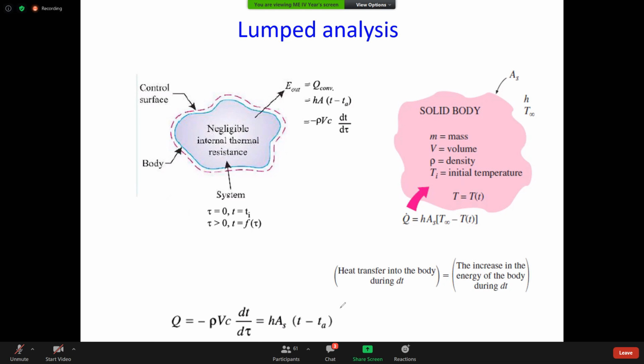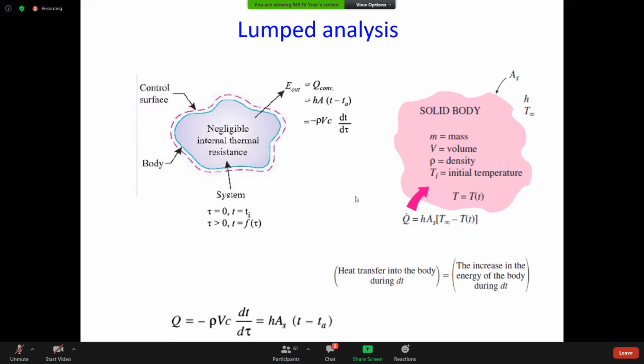So this is the equation, and these are the boundary conditions: at tau equal to 0, T is equal to Ti. Keep this boundary condition in mind, right? Now here this is dT and this is d tau. Both are differential factors, change in factor.